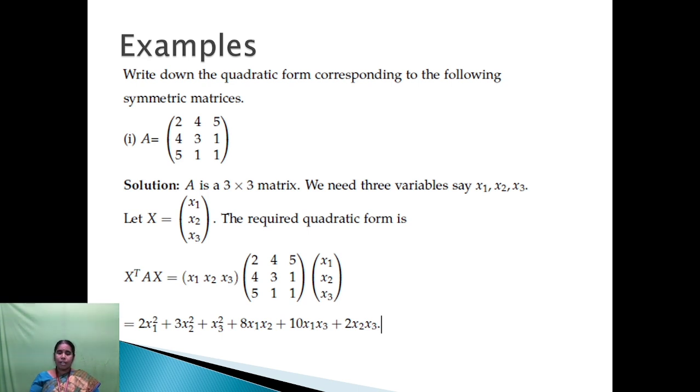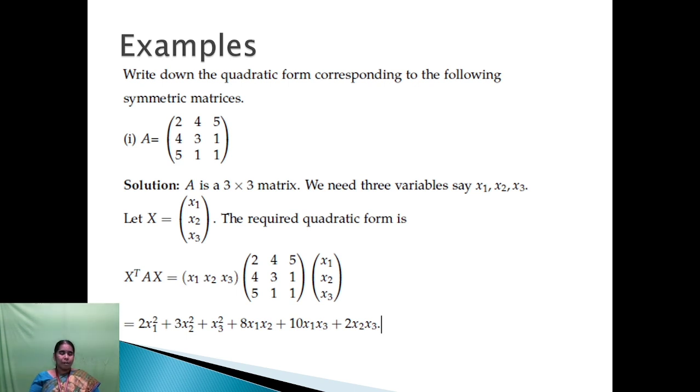The required quadratic form is given by x transpose Ax, which is nothing but [x1, x2, x3] times the given matrix A times x. On multiplying this, we obtain 2x1² + 3x2² + 1x3² + 8x1x2 + 10x1x3 + 2x2x3. It means from the given matrix alone, we are able to write the quadratic form.